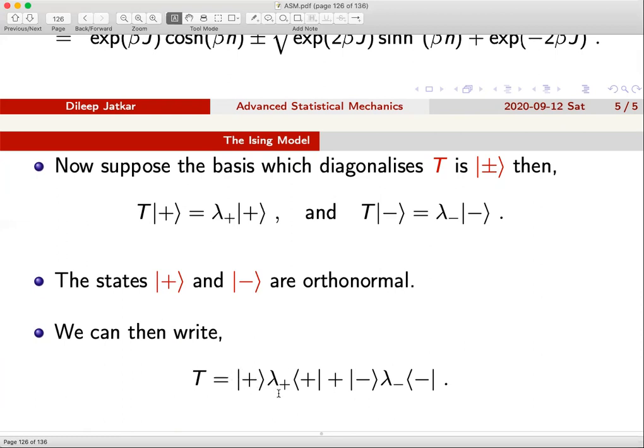I could have written on the left also, it doesn't really matter. The other possible thing that you have is the orthogonal projection to the minus state with eigenvalue lambda minus.